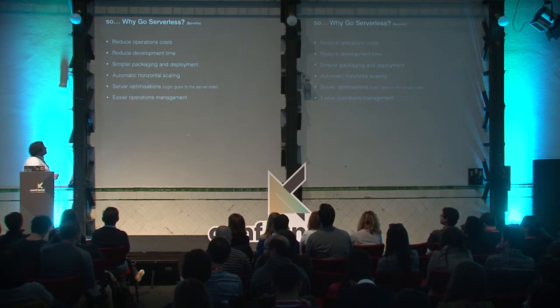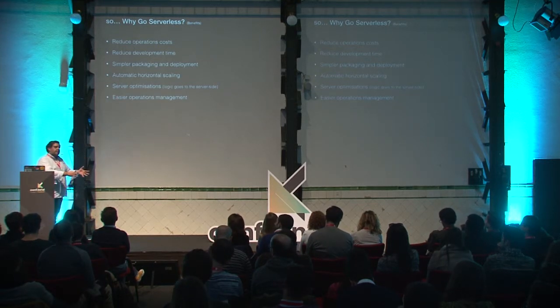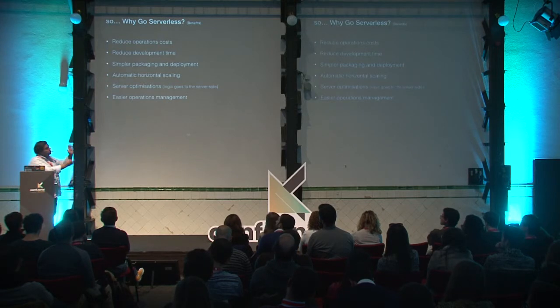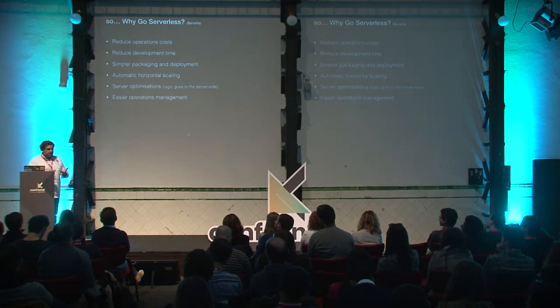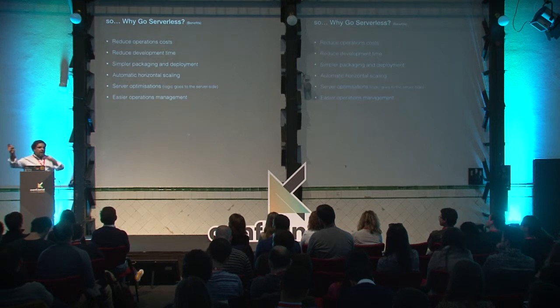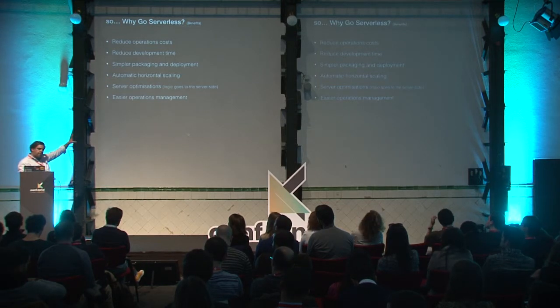Server optimizations. A lot of the logic that on the traditional architecture is done by the server side can go to the client side, as well as some logic that currently exists on the server side, like validating authentication and input validations. You can put some on the client side, or some in between with the API gateway and GraphQL.